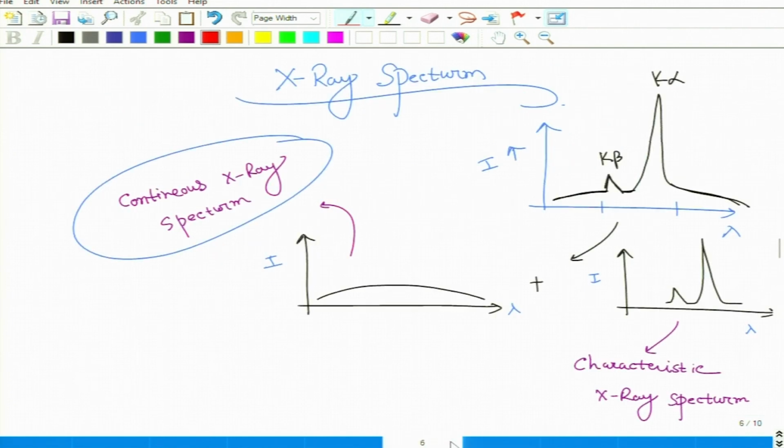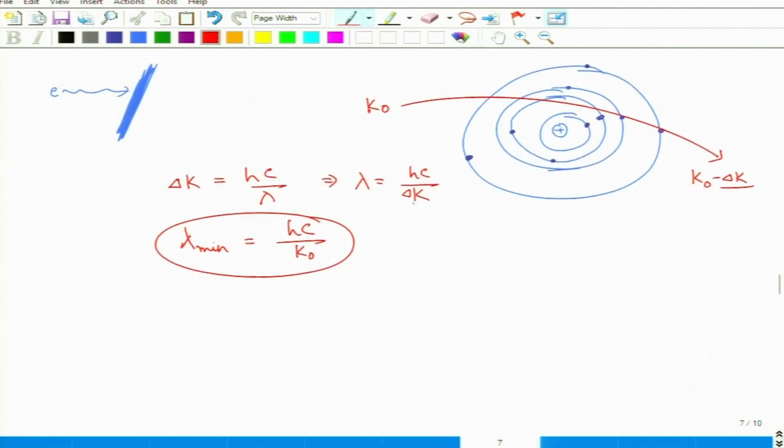So in this graph, this is the lambda min, and this is actually hc by k0. This depends totally on k0. What is k0? K0 is the kinetic energy. What is the kinetic energy? eV. So lambda min should be hc by eV. We already know this.